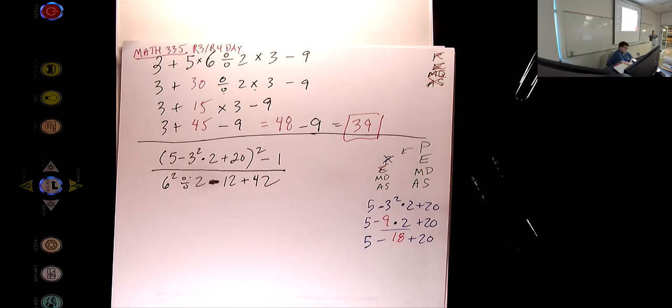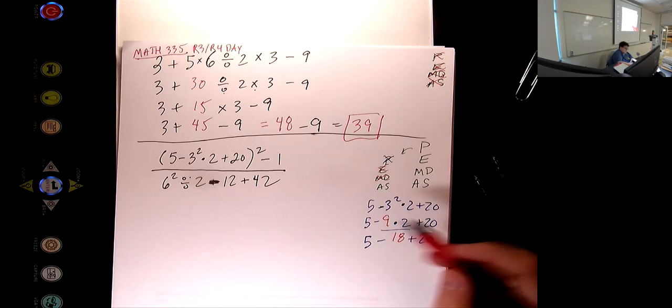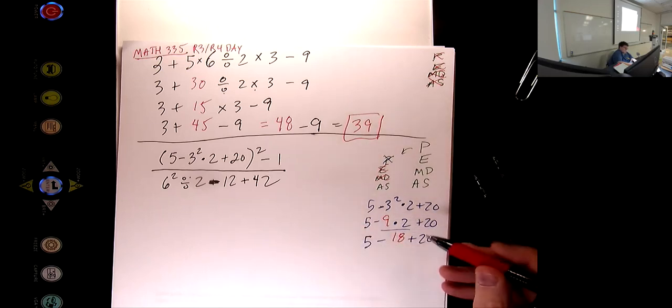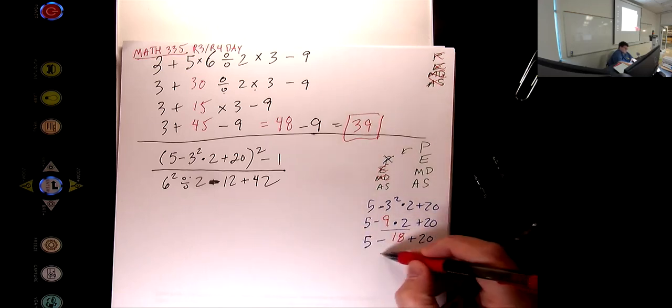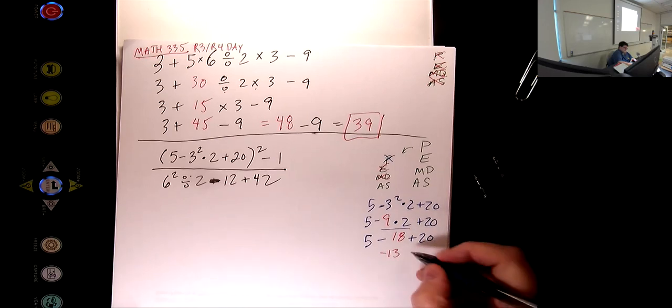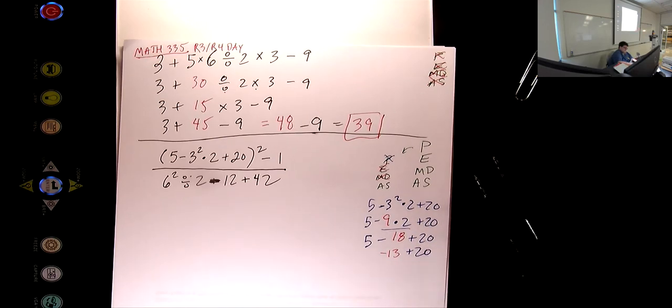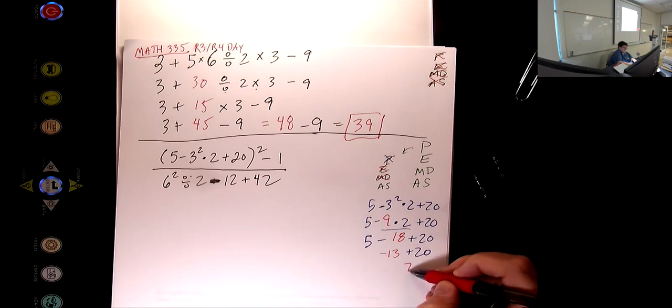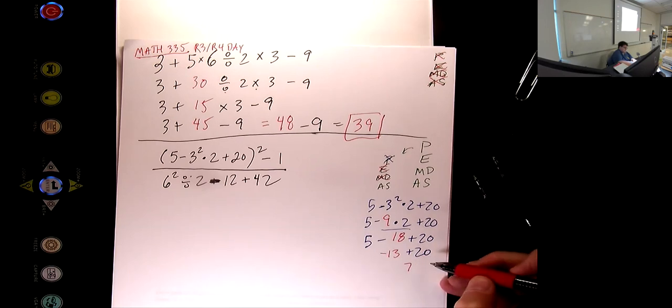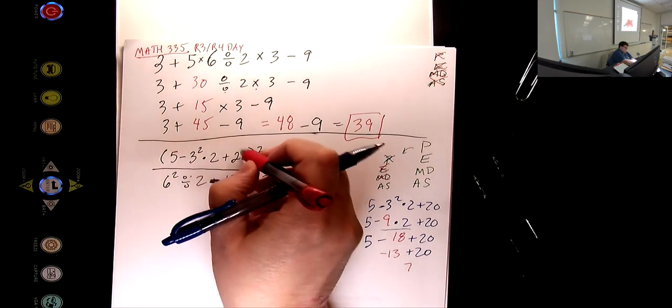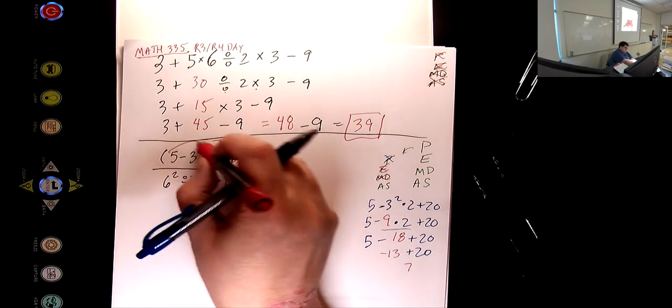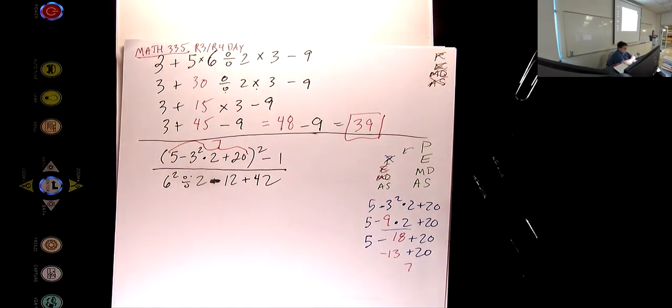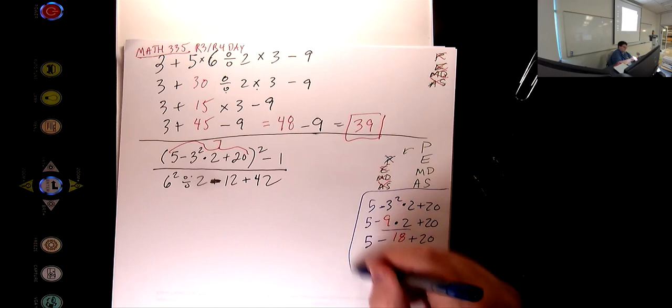And that'll finish up MD in the parentheses, and then I've got addition and subtraction. 5 minus 18 is negative 13. And then negative 13 plus 20 is 7. So this entire thing up here, I can just replace with 7. And we can go back to our normal list. So I'll put a little box around that, that was side work.